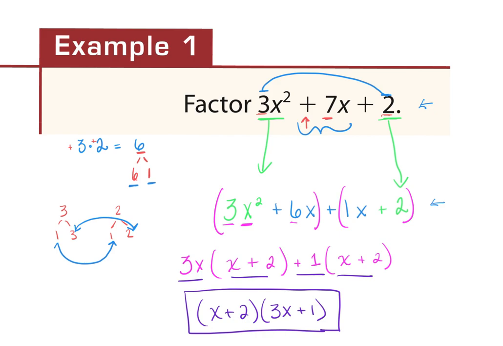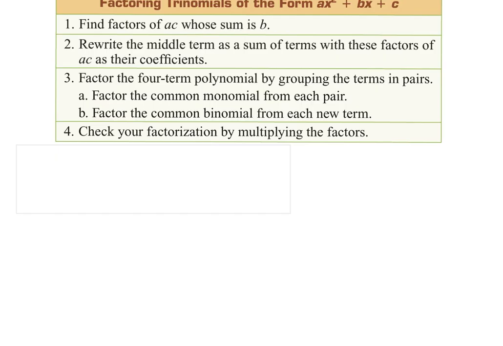If you look at the bottom of this page, 415, it actually walks you through this method. It says factoring trinomials. Find factors of A and C whose sum is B, right? The first and the last. Rewrite the middle term as a sum of terms with these factors. Factor the 4-term by grouping and then check by multiplying. So it's telling you multiply across, find your factors, rewrite it to 4-term, and factor by grouping. That's what we're going to do.